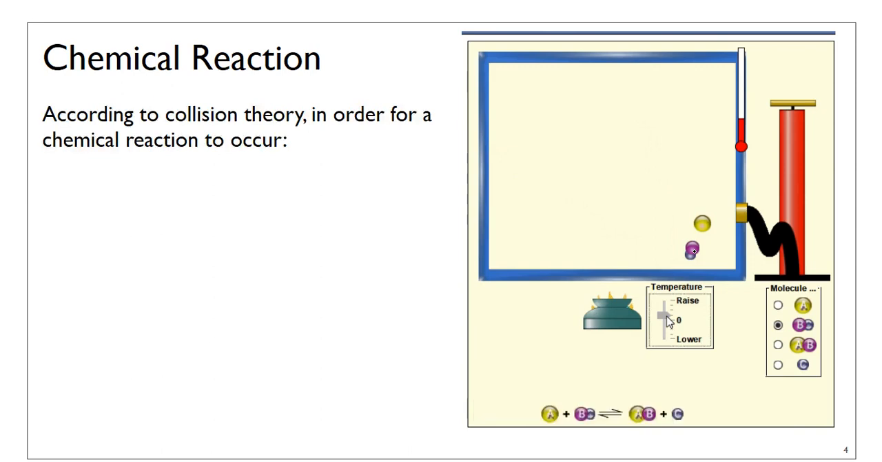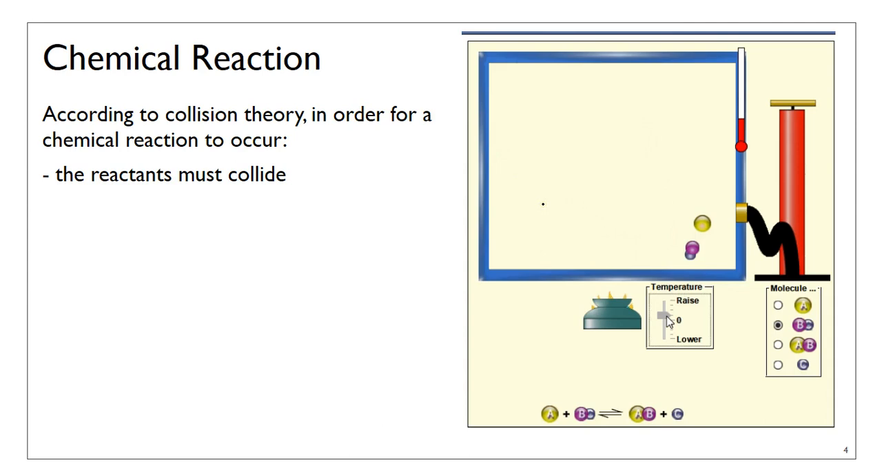So according to collision theory, in order for a chemical reaction to occur, the first thing that needs to happen is that the reactants must collide. They must meet. Obviously, this is a theoretical situation. You're never going to have two molecules in such a big space.